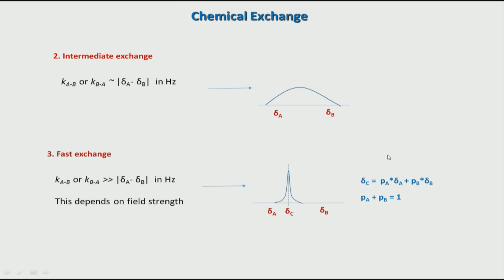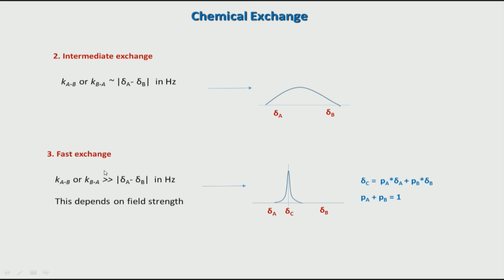When we go to intermediate exchange, the situation will be slightly different. There you will see a broad peak covering both the chemical shifts of state A and state B. This is the intermediate situation where the rate of exchange between the two systems is coming close to the chemical shift difference calculated in hertz.